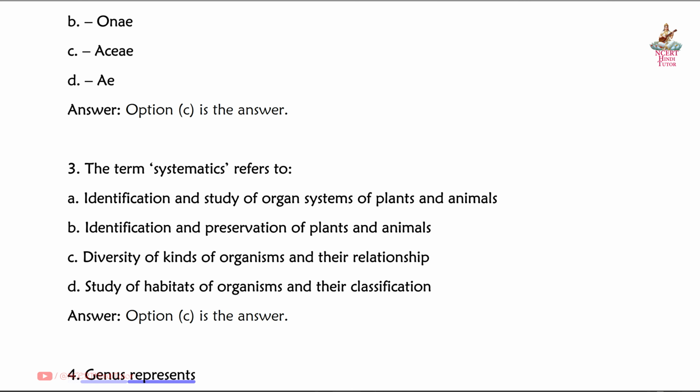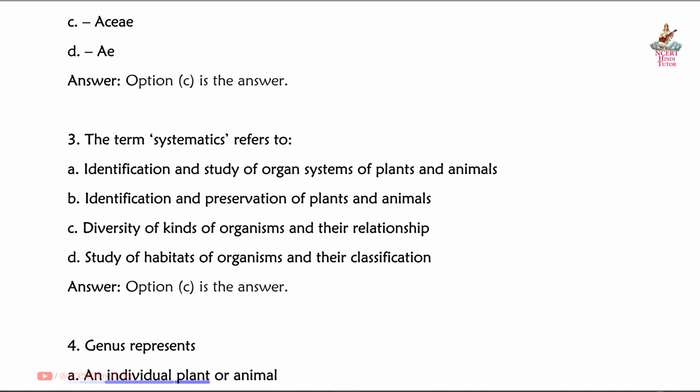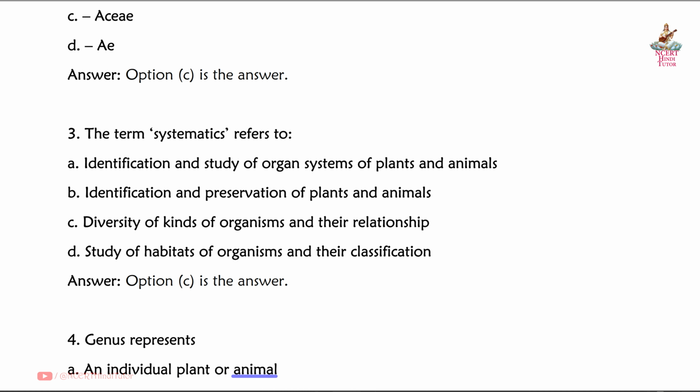4. Genus represents: A. An individual plant or animal. B. A collection of plants or animals. C. A group of closely related species of plants or animals. D. None of these. Answer, option C, is the answer.